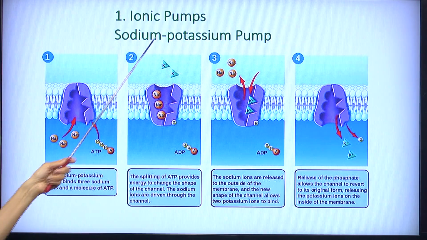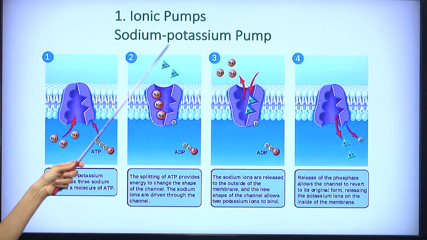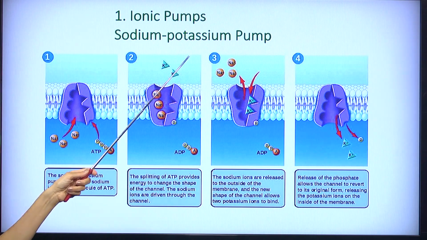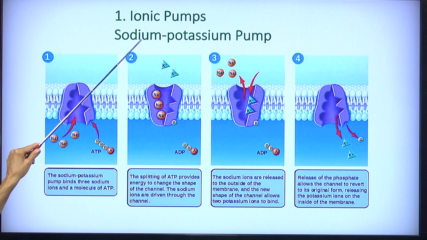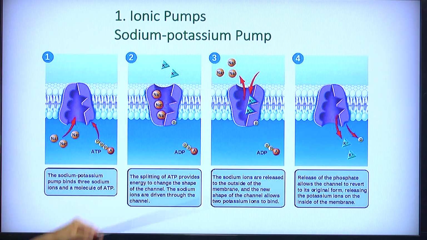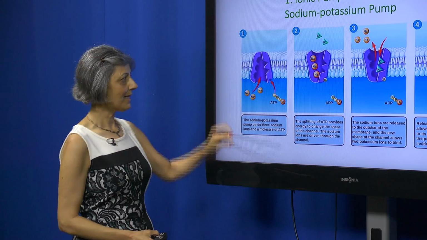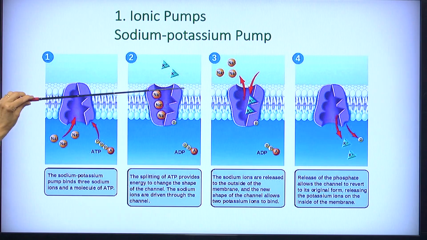So this is the ionic pump. This is the biggest and very important example here. We are looking at the sodium potassium pump. So where is this pump located? It's actually located on the plasma membrane, as you can see, my lipid bilayer here.